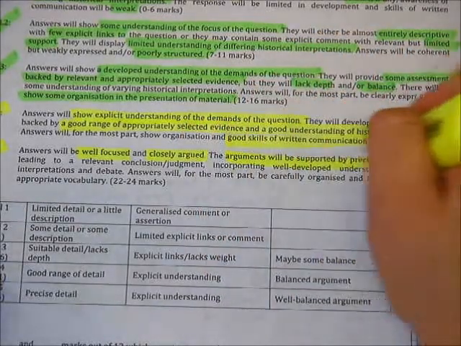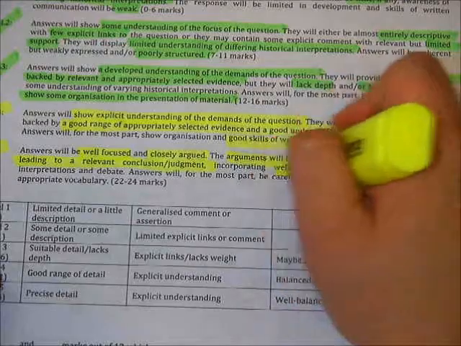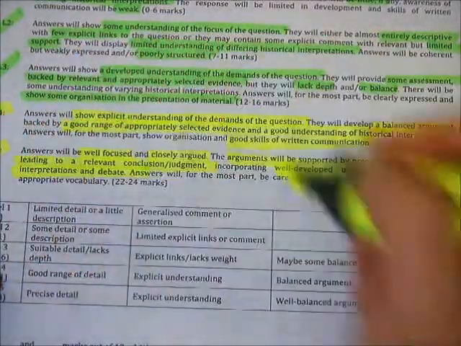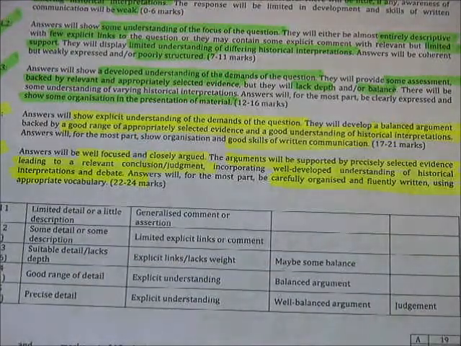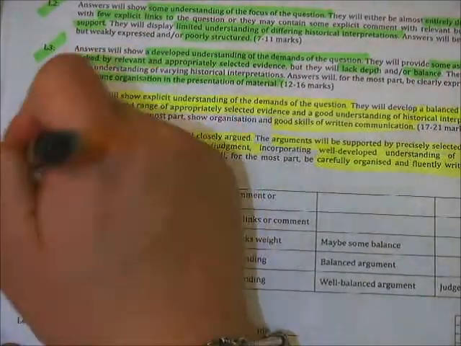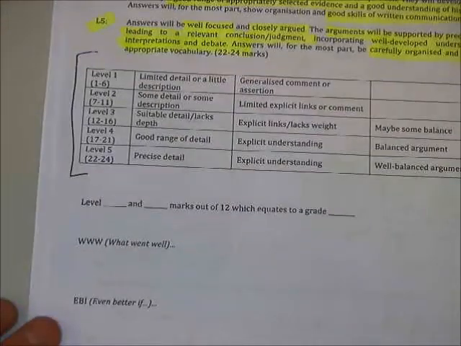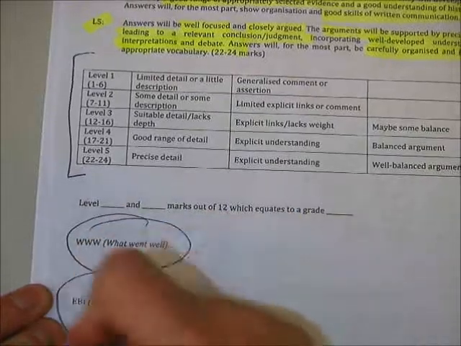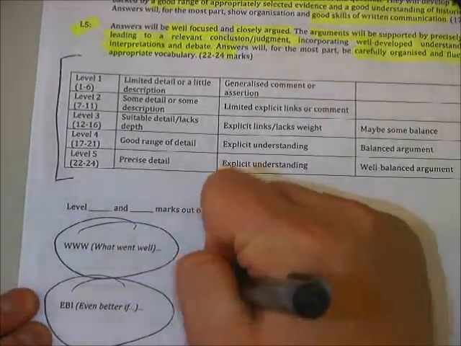language. And in level 5, it's a well-focused, closely argued answer, arguments supported by precise evidence leading to a relevant conclusion or judgment, incorporating well-developed understanding of historical interpretations and debate, so understanding why there are these different arguments. Should be carefully organised, well written, and including appropriate vocabulary.